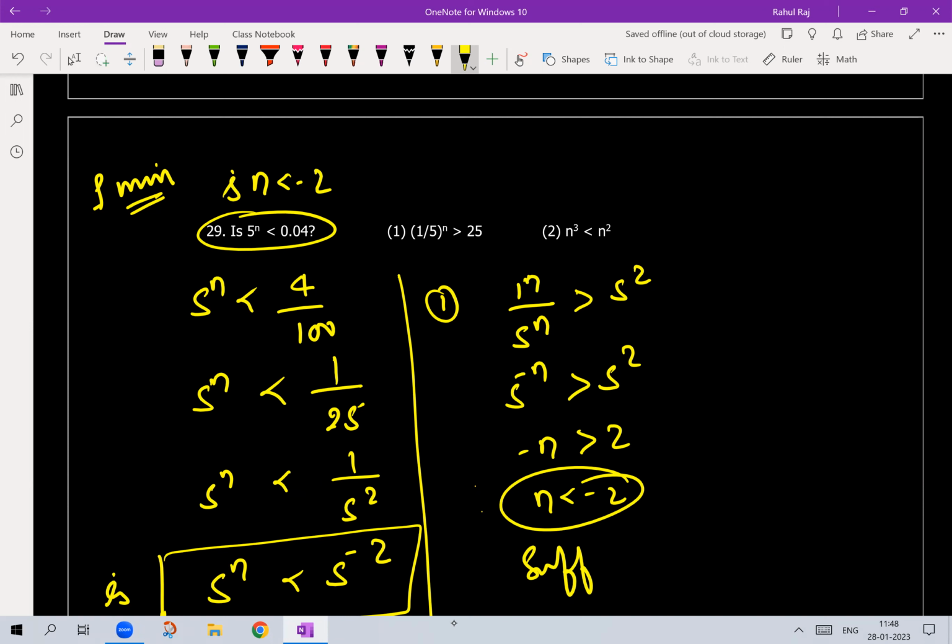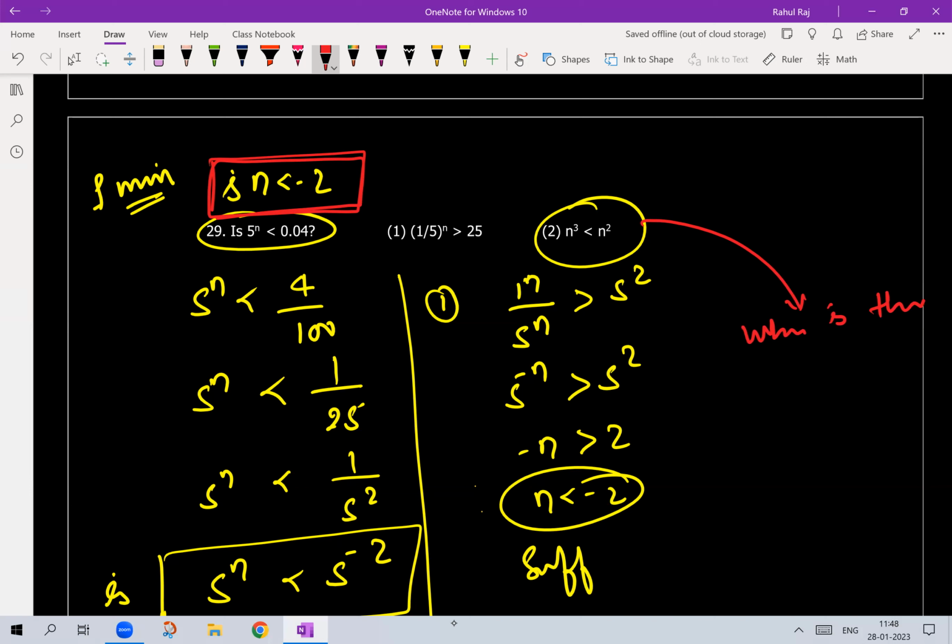Option number 2 says what? Now, understand the question and then go ahead and solve statement number 2. Don't simply start solving statement number 2. My question is: is n less than negative 2? n cube is less than n square. Can you tell me when this condition is possible? It is possible for all the negative values of n. You check.